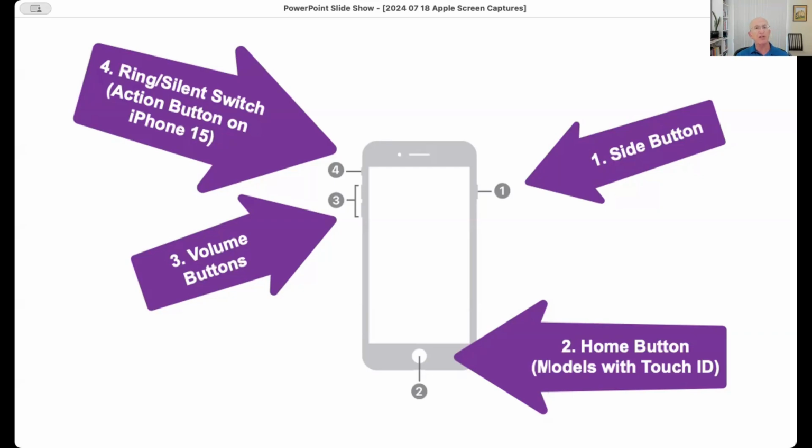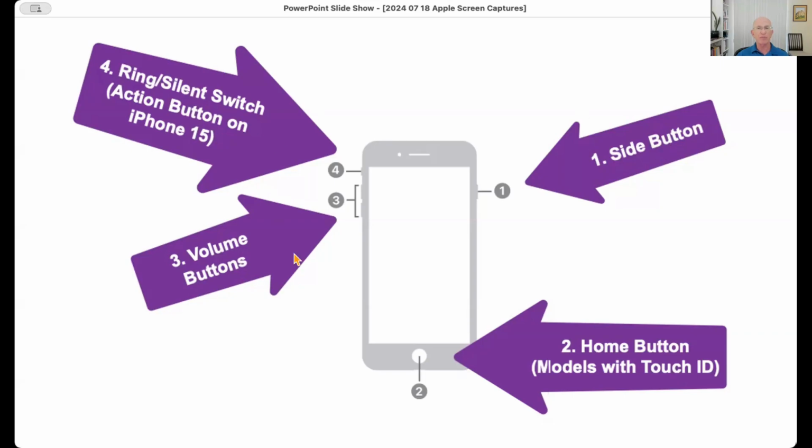The standard setting for that action button on the iPhone 15 is to mute or unmute, but you can change it to actually do things. You can change it to actually snap it to do a screenshot if you want to.